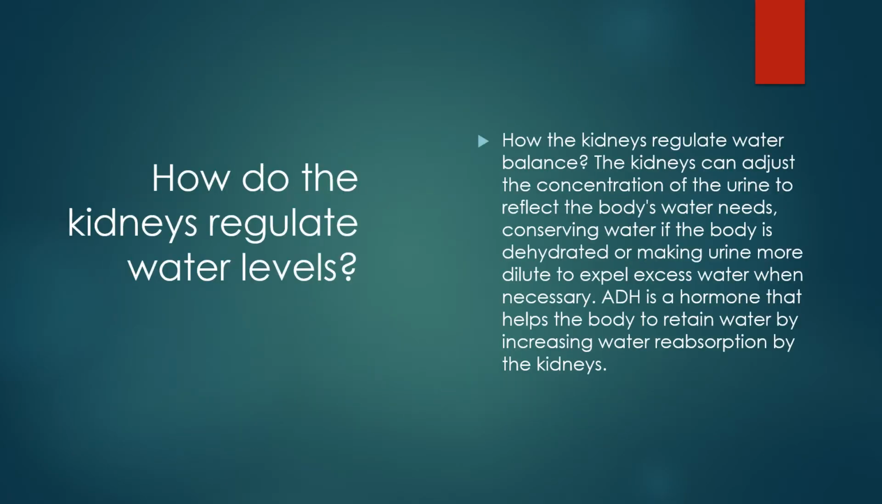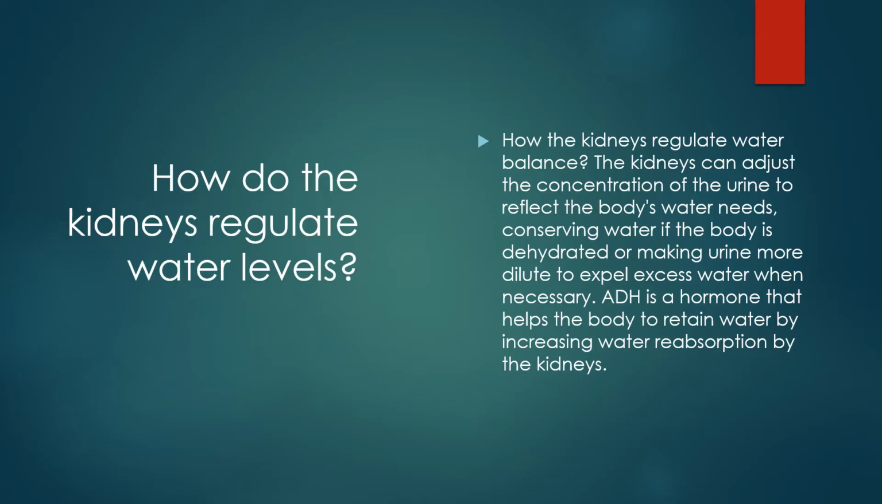You should know how the kidneys regulate water levels. The kidneys can adjust the concentration of the urine to reflect the body's water needs. So you may notice that when you are dehydrated, your urine may be more yellow or brown in colour compared to when you have drunk lots, in which case it may be more clear. And that's a good way of identifying whether you're dehydrated or not.